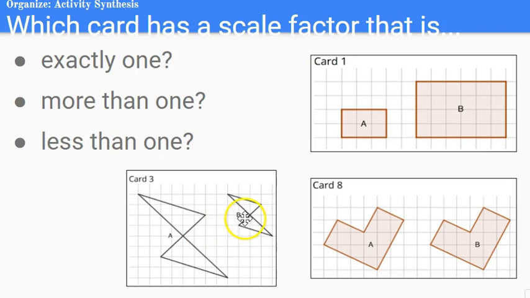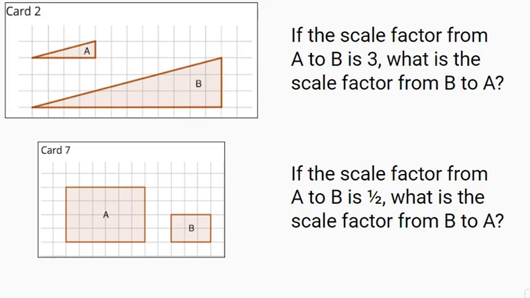So the point is that you're making sure that you're looking at what the scale factor is. If it's anything more than 1, you're going to get something bigger than what you started with. If it's exactly 1, you're just going to get a duplicate. If it's less than 1, you're going to get something that's smaller. Let's look at a couple others here.